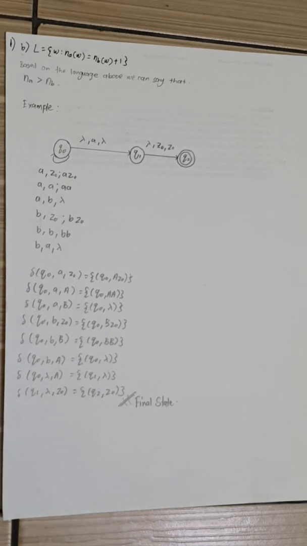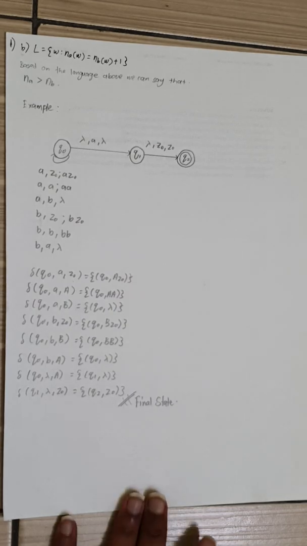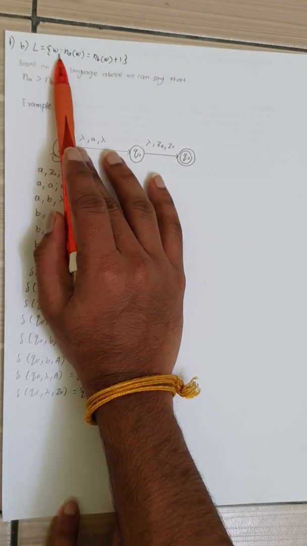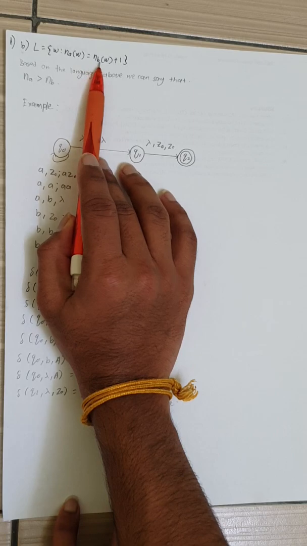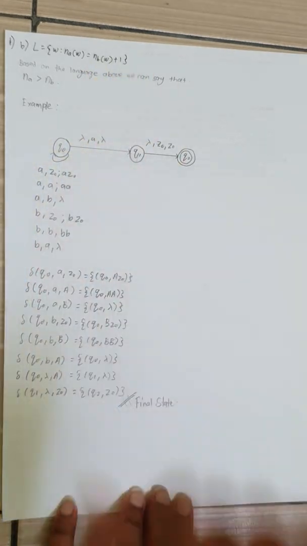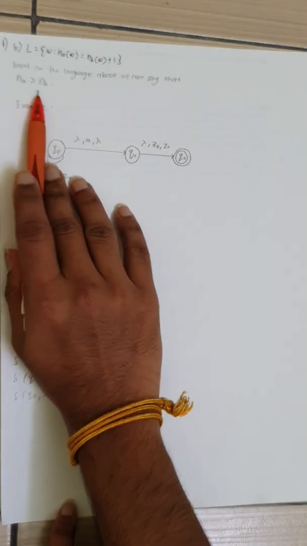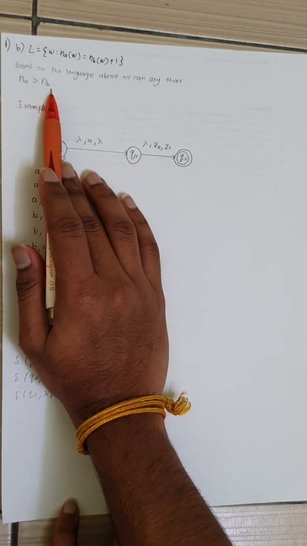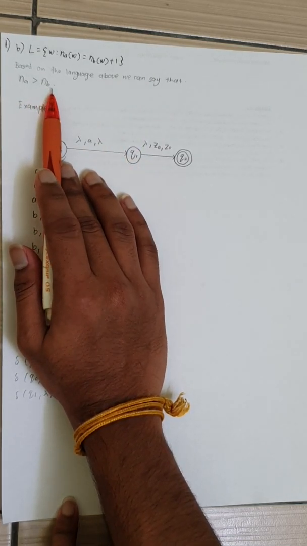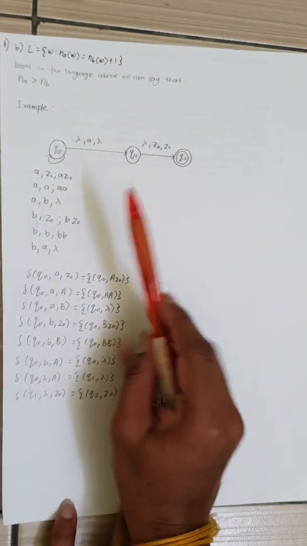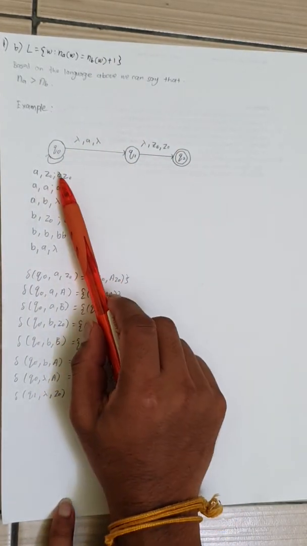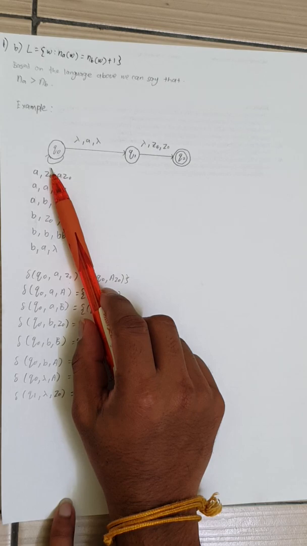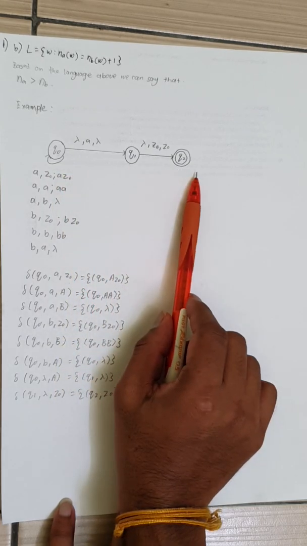Okay, now I'm going to explain question 1b. So the 1b question is given language W where NA is equal to NB plus 1. From this question, based on the language above, we can say that NA is more than NB. So for example, this is my transition graph.